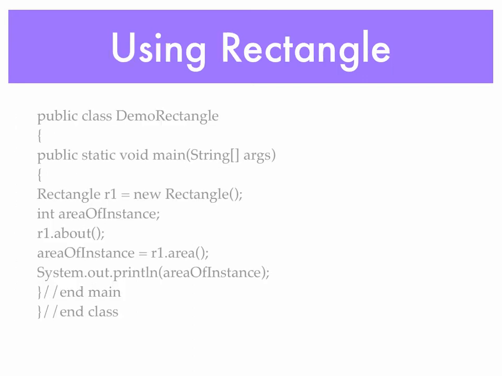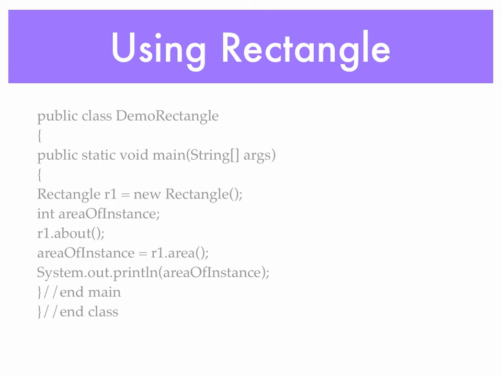So here's what I do. Here I've got a class called DemoRectangle, and notice this one has a main method. This class will run, and I'm going to use it to call the methods of my class Rectangle. So the first thing I do in my main method is I create an instance of the class Rectangle. And I do that with this line, Rectangle r1 equals new Rectangle.